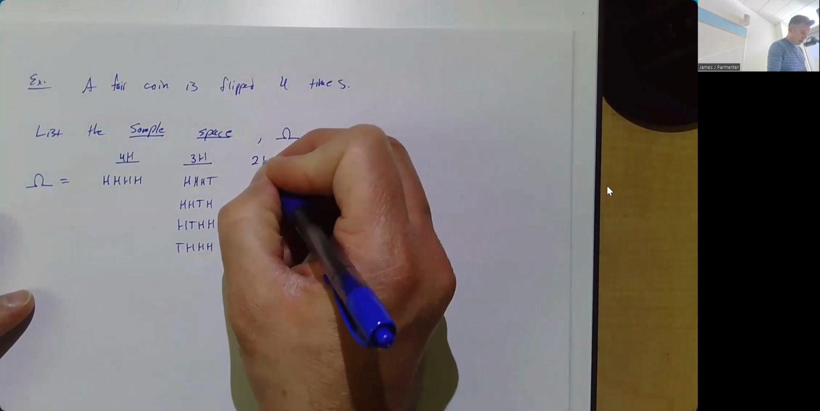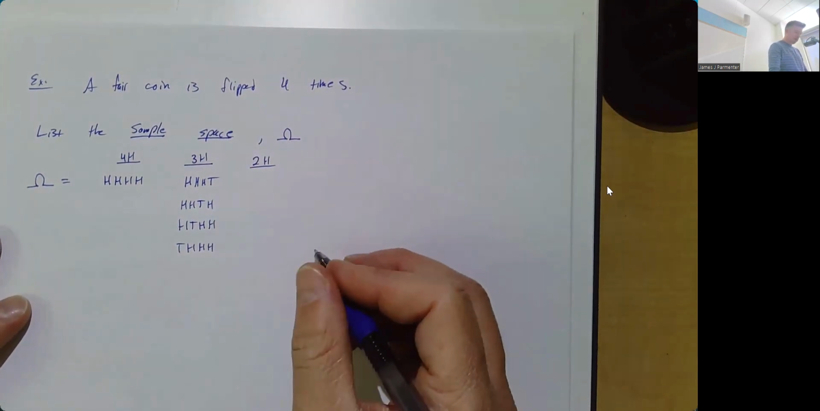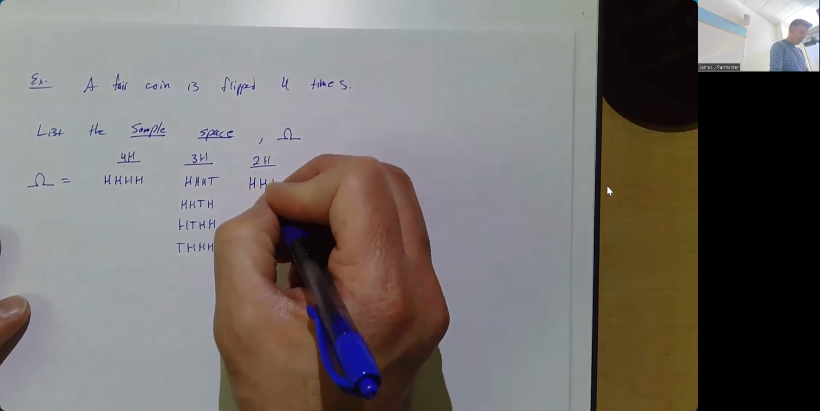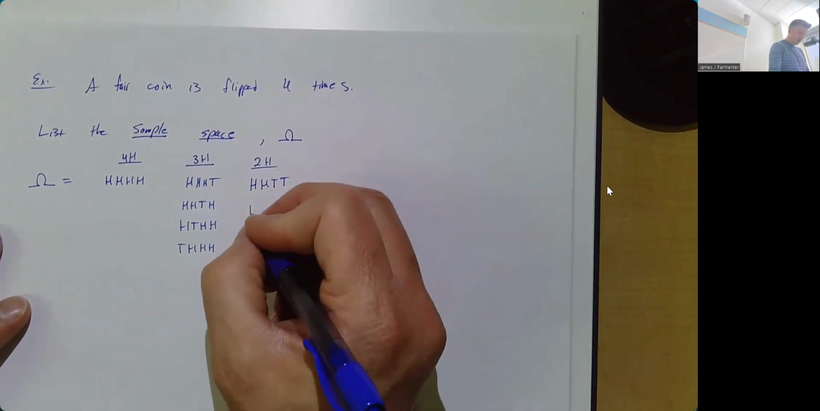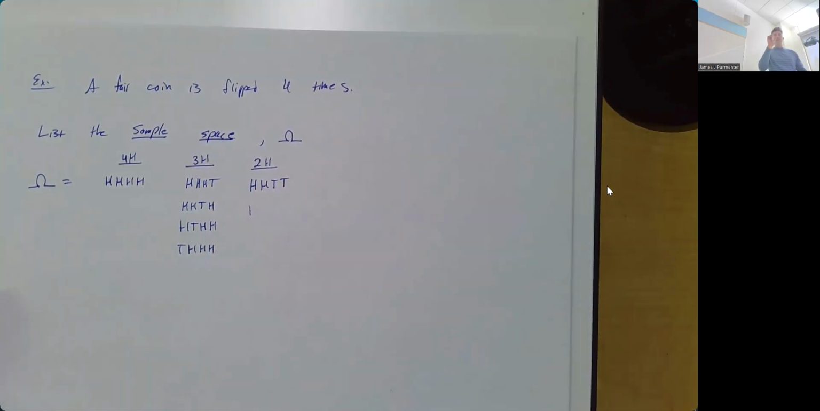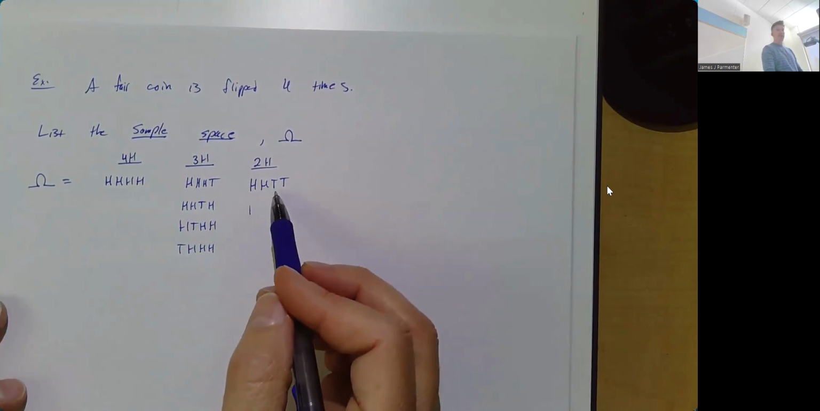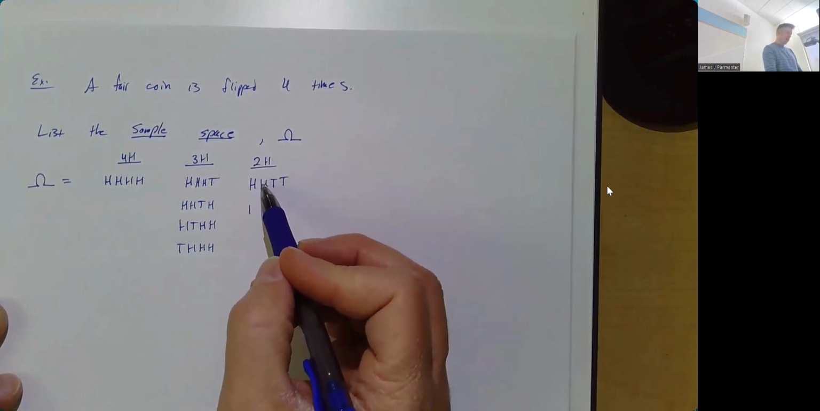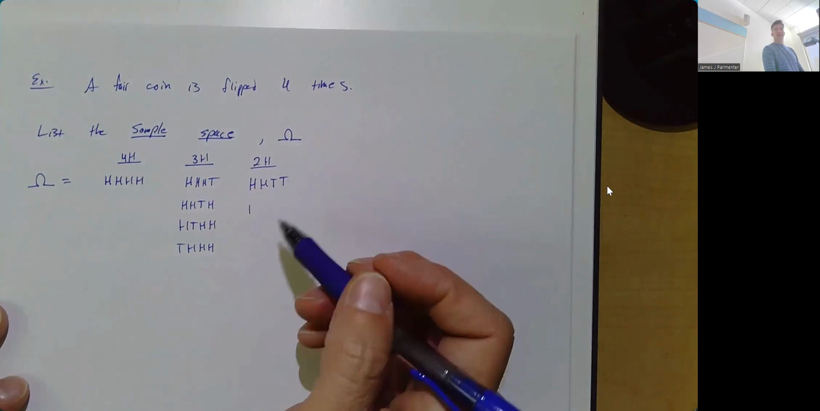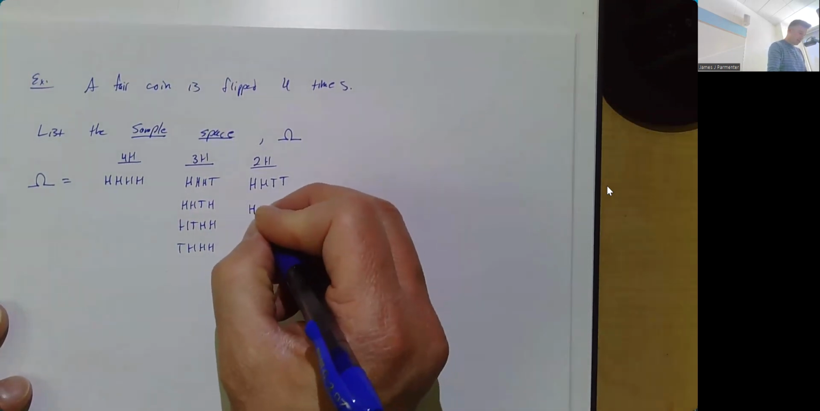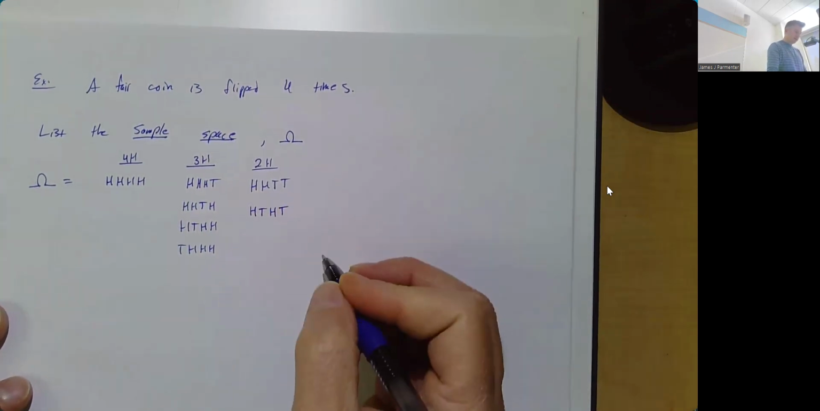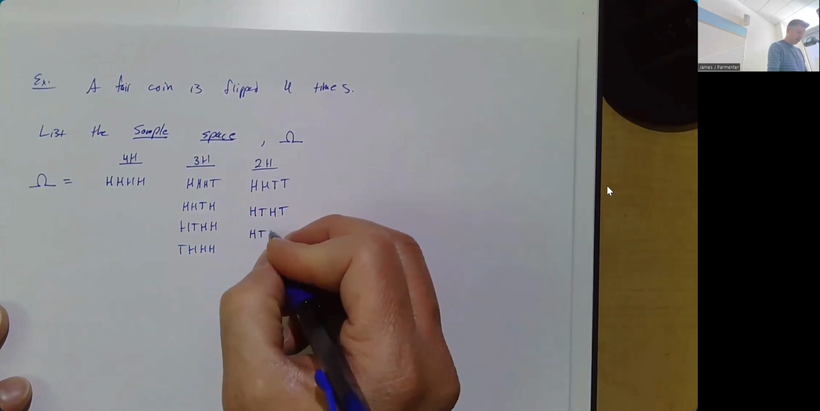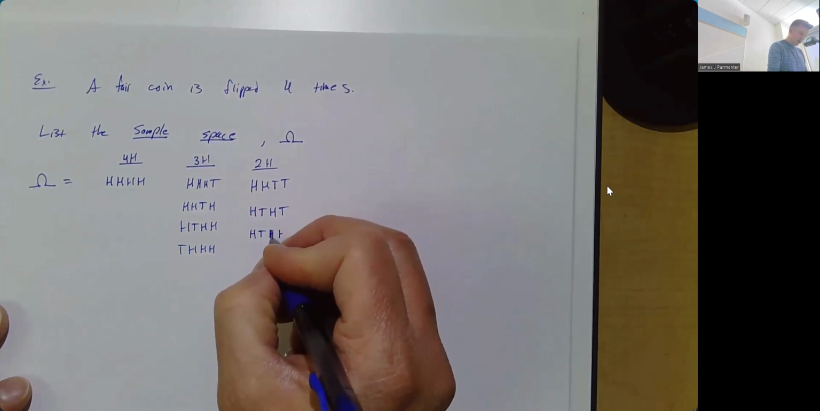2 heads is always a little challenging. So we could have heads, heads, tails, tails. So here's the system I'm using to do this. I'm starting with heads, heads, tails, tails, and I'm gonna let that second head jump to the right each time until it can't. So I'm gonna do heads, tails, heads, tails, and I'm gonna do heads, tails, tails, heads. I always make that mistake.